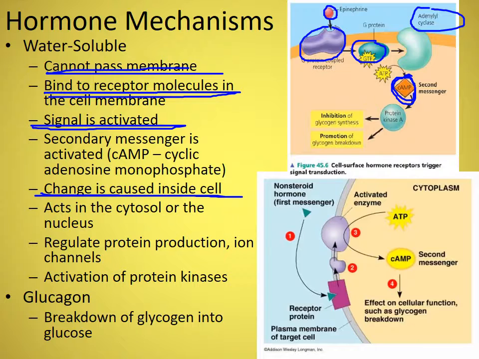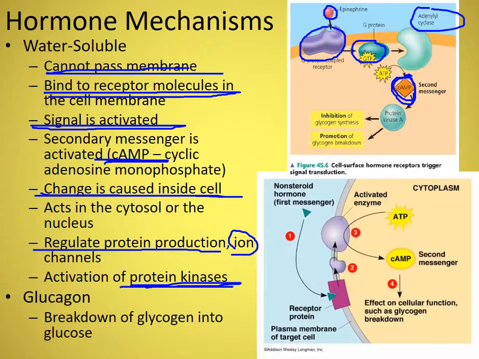So again, protein hormones bind to a receptor on the lipid membrane, activating a secondary messenger. In this case, the example is cyclic AMP, which will cause a change inside of the cell. Now what happens? Again, maybe transcription, the breakdown of glycogen or the formation of glycogen, the opening of ion channels in the membrane, or activating specific enzymes.